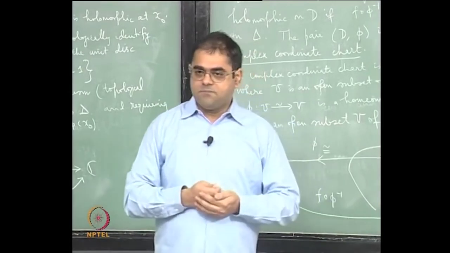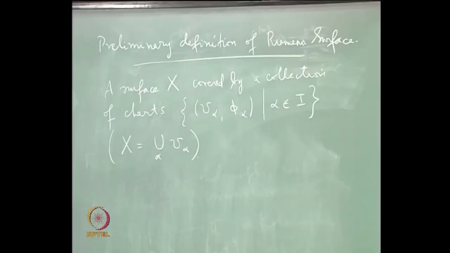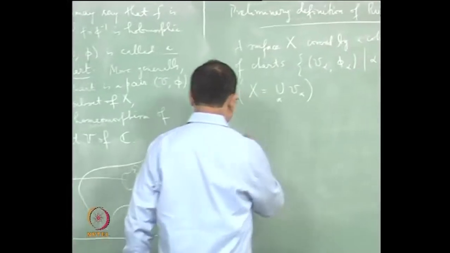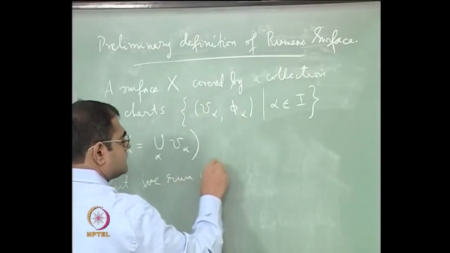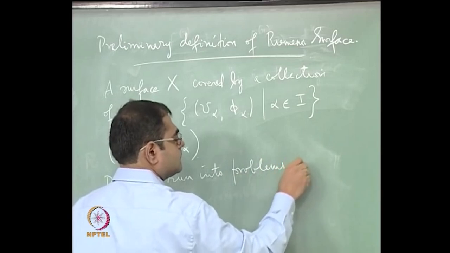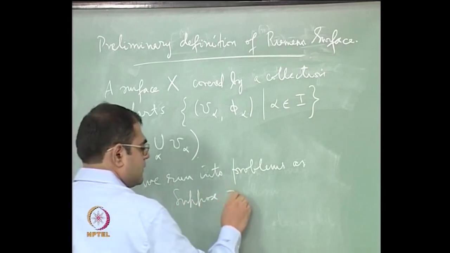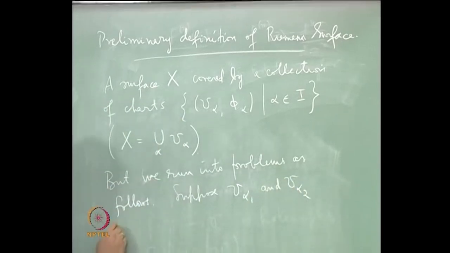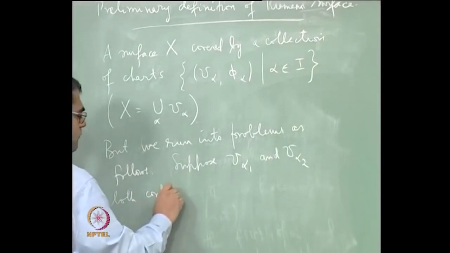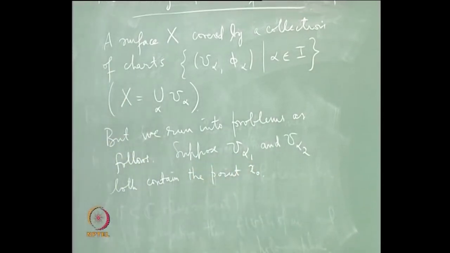But we immediately run into problems. What's the problem that we run into? It's the following kind of obvious problem, namely, given a point, it might occur in more than one chart. Okay, so let's look at this situation. But we run into problems as follows. Suppose U alpha 1 and U alpha 2 both contain the point x naught. Okay, so let's look at this situation.